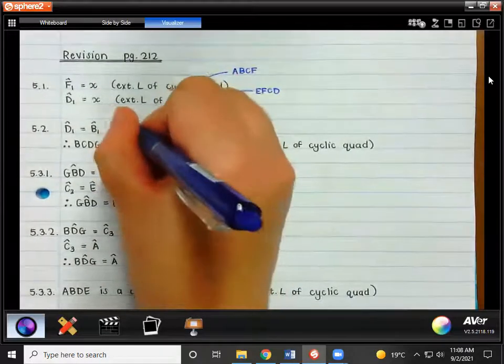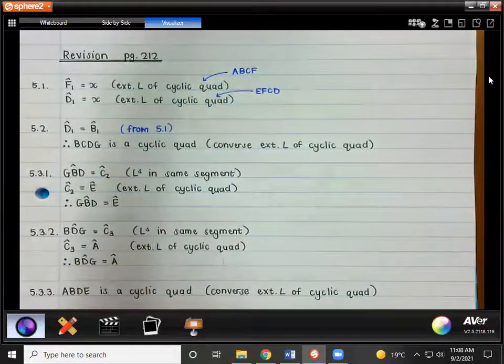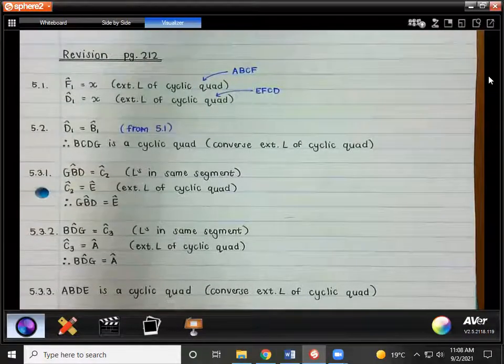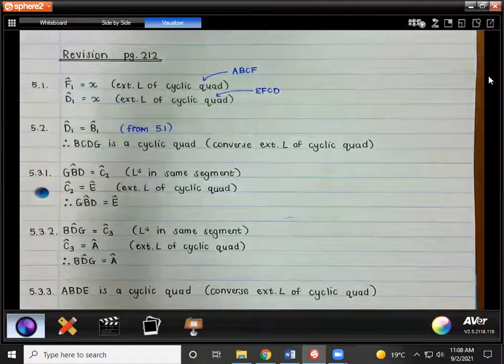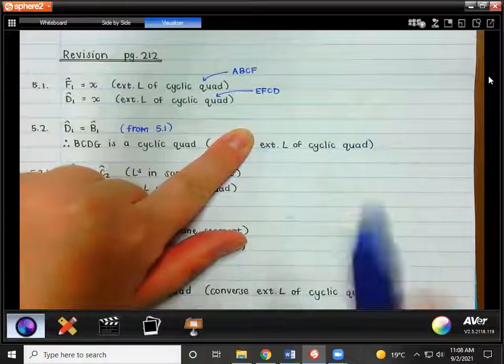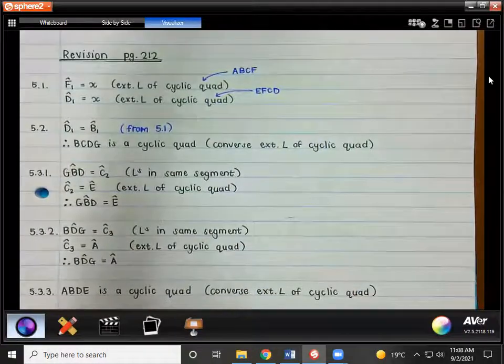If you wanted to put a reason here, sorry, you could have said from 5.1 if you wanted to. Sorry, there's something underneath this page. Let me just, there we go. Okay, but you didn't need a reason there because you proved in the previous one actually that they are equal. Yes? I don't understand when you use converse, because I just said exterior angle of cyclic quad. So converse you always use when you're proving that it's a cyclic quad. You can't just say that because this reason is something that you use if you know that it's a cyclic quad already. Okay, so this is used to calculate stuff. Converse is used to prove that it's a cyclic quad.